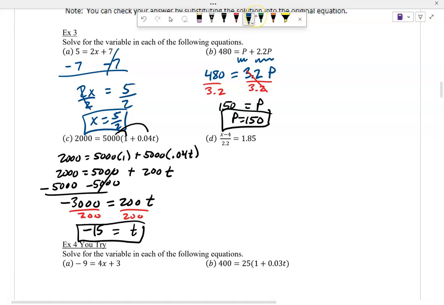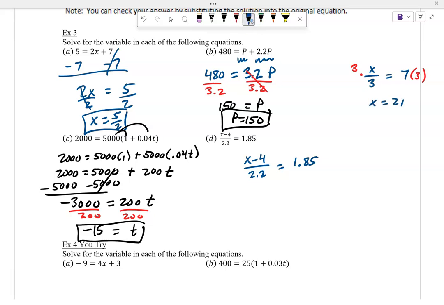All right, let's do this last one here. We got x minus 4 over 2.2 equals 1.85. What I would do here, actually, let me give you a different one. How about x over 3 equals 7? What I would do, remember you want 3/3 x, you want 1x. So right now I'm dividing by 3. Let me multiply by 3. Let me do the opposite. If I multiply that side by 3, I got to multiply the other side by 3. See how I get 3/3 x?